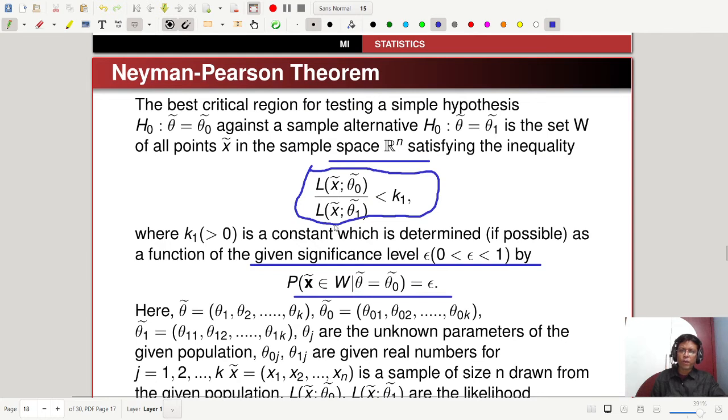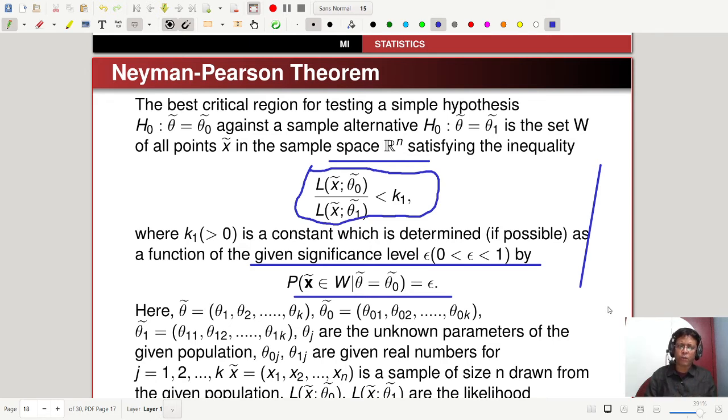So this is the Neyman-Pearson theorem. This ratio would be less than k1, and this constant k1 is to be determined as a function of the given significance level epsilon by this probability. So this is your Neyman-Pearson theorem. This is about your testing of hypothesis, from some theoretical point of view.